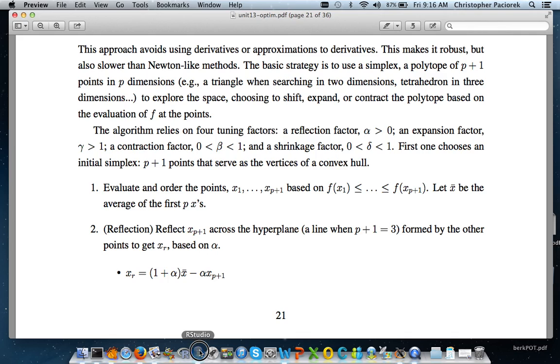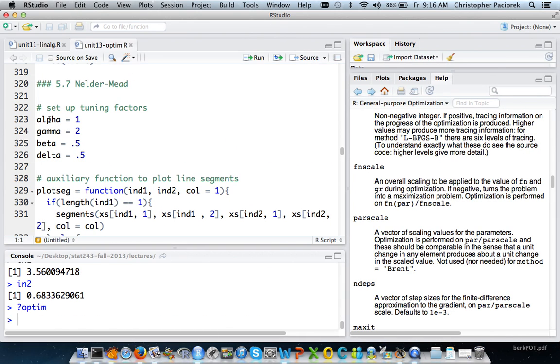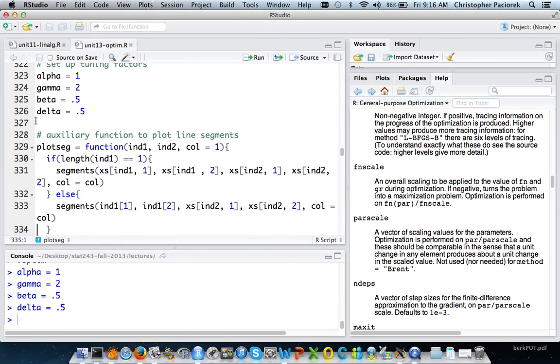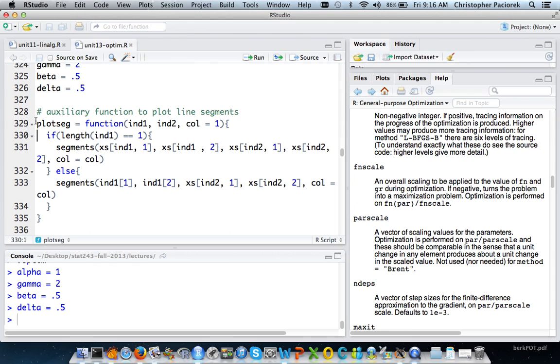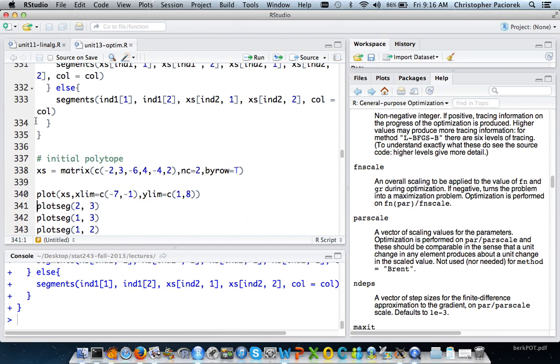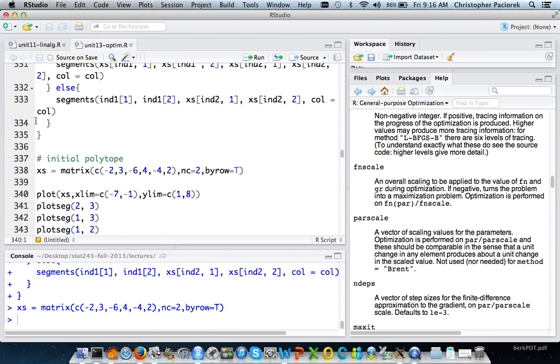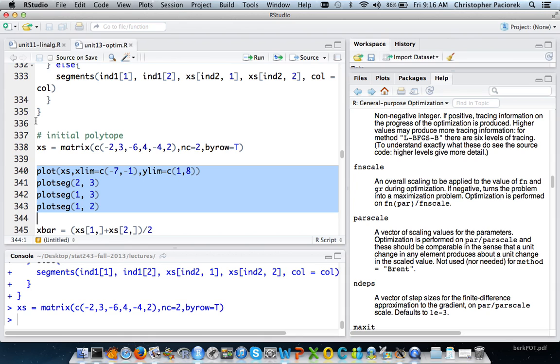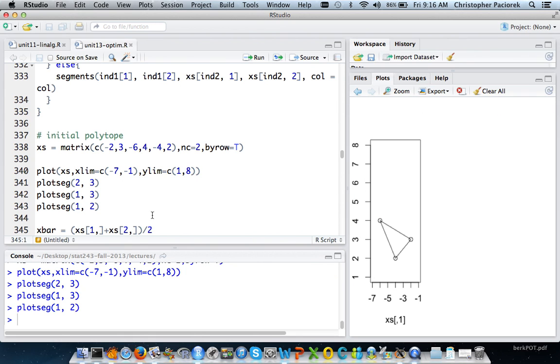So let's actually walk through this. I think I just chose these tuning factors from the defaults in R in the optim function, which implements Nelder-Mead. I'm also going to define a little auxiliary function that will just plot a line segment between 2 points. And now I'm going to define my initial polytope, and then plot what this might look like. So actually, let me make this one panel.